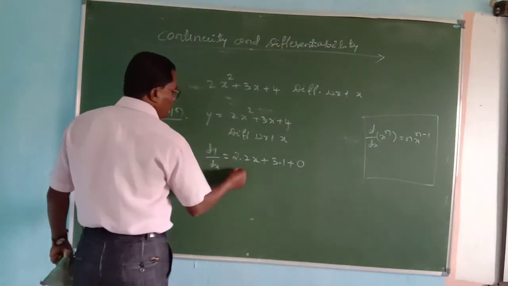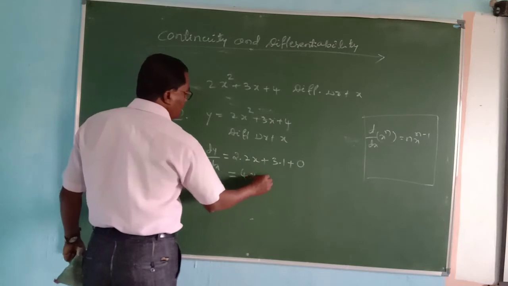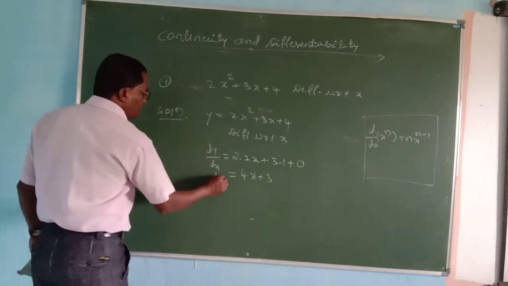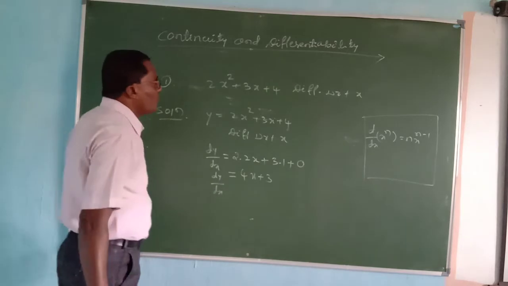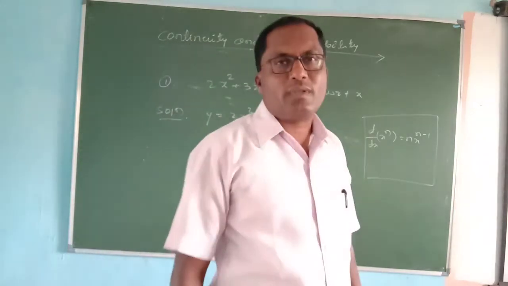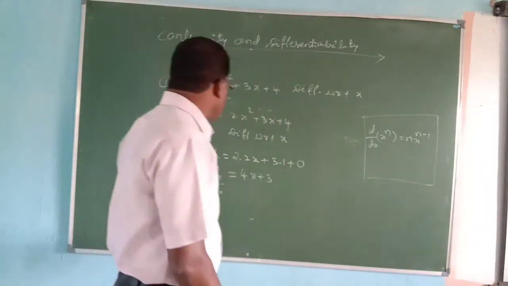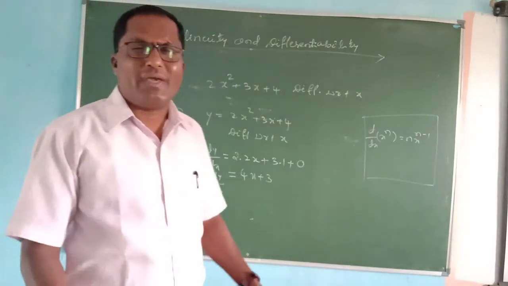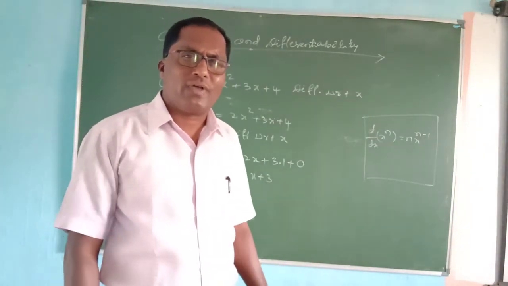That is 2 2s are 4x plus 3. So the differentiation of 2x square plus 3x plus 4 is 4x plus 3. Simple, very simple this is. Okay? Are you following? Yes.